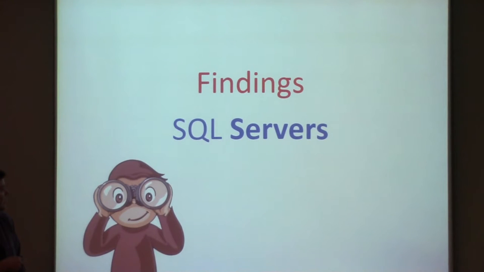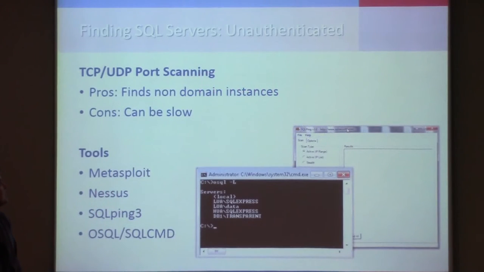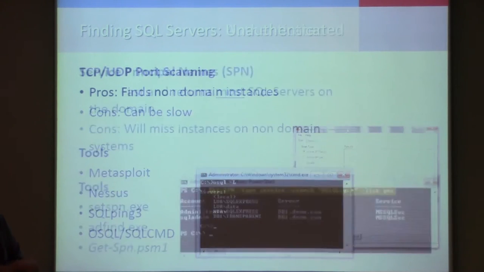Whether you're white hat, black hat, somewhere in between, if you're going after SQL Servers, you want to get an inventory to start with. You can't attack something if you don't know where it is. The more traditional way to do this is from an unauthenticated perspective, and it's very effective for finding domain servers and non-domain servers. It can be really slow. You really have to get an inventory of all your subnets to find out where the majority of these things are, although a lot of organizations will just drop all their database servers on a single or a few subnets. There are lots of tools for doing this: Nessus, SQLPing, or you can use native tools that come with SQL Server.